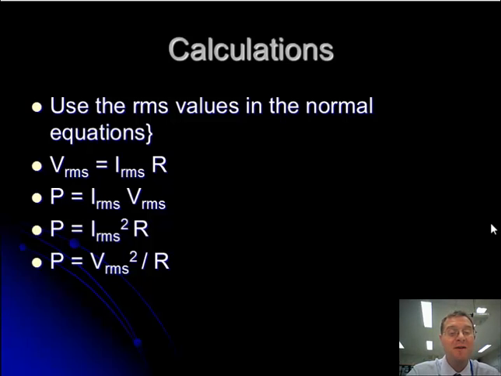The power could also be calculated from the root mean squared current squared multiplied by the resistance, or the root mean squared voltage squared divided by the resistance. And with those formulas safely in your hands, you should be able to make any circuit calculations you need.